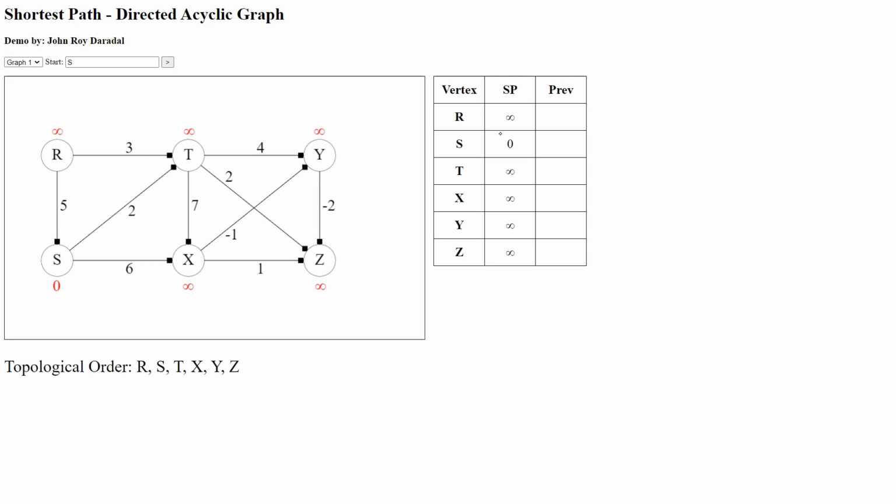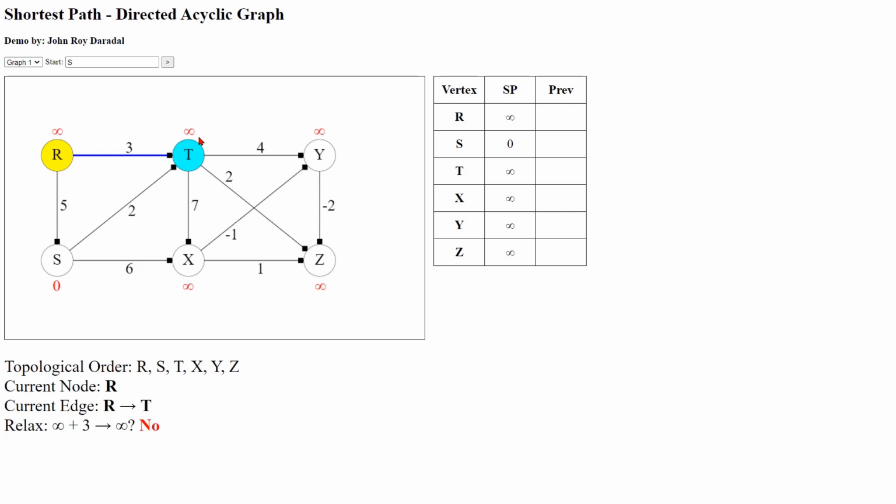Okay, so let's see this example. Initially, all the shortest path lengths are initialized to infinity, right? And then the source, which is S, would be initialized to 0. Now we follow this topological ordering: R, S, T, X, Y, Z. So we'll start at R. At R, it has two edges, going to S and going to T. Now, can we relax this edge? Infinity plus 5, is that better than 0? Well, infinity plus 5 is still infinity, so that's not better than 0. So we cannot relax this one. Same with R to T. This would be infinity plus 3. Is that better than infinity? Well, it's more or less the same, so we also cannot relax it here.